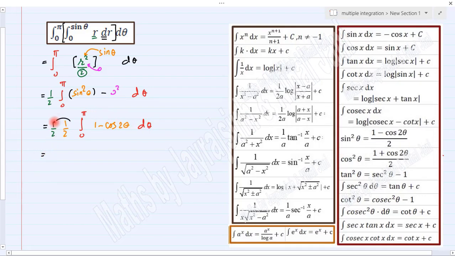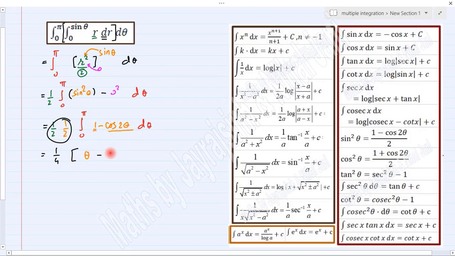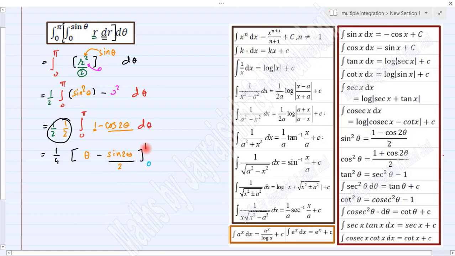So this 1 by 2 will become 1 by 4. Integration of 1 will be theta, and integration of cos 2 theta will be sine 2 theta upon the coefficient of theta, which is 2. The limit is from 0 to pi.